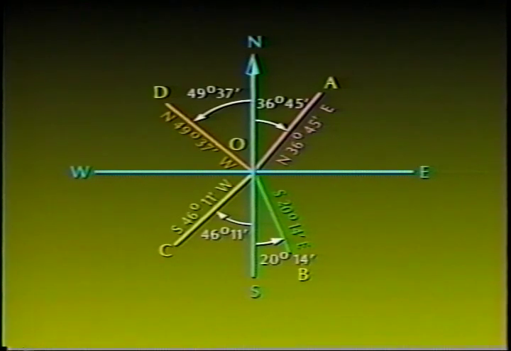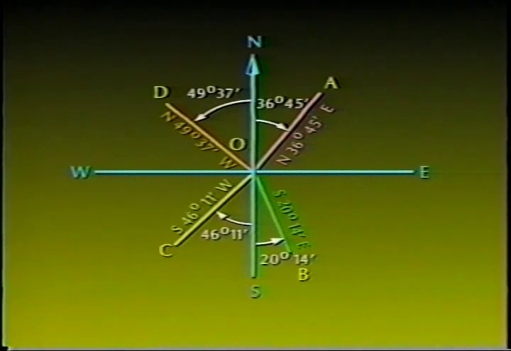Four bearings are shown in this sketch. They each lie in different quadrants and are identified as follows. Line OA equals north 36 degrees 45 minutes east. Line OB equals south 20 degrees 14 minutes east. Line OC equals south 46 degrees 11 minutes west. Line OD equals north 49 degrees 37 minutes west.